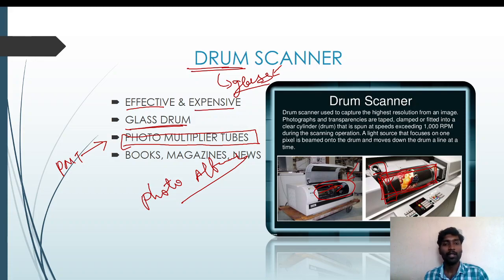Mostly books, magazines, newspaper articles, high quality paper. Book cover pages, magazine cover pages, costly magazine paper where a little bit of quality is there, such types of magazines are scanned by this drum scanner.